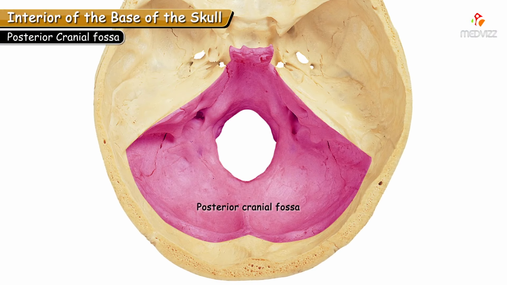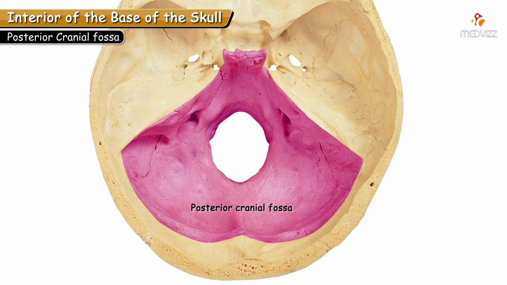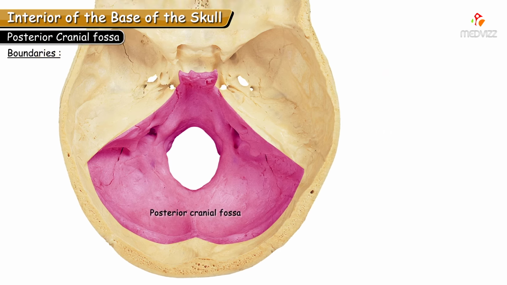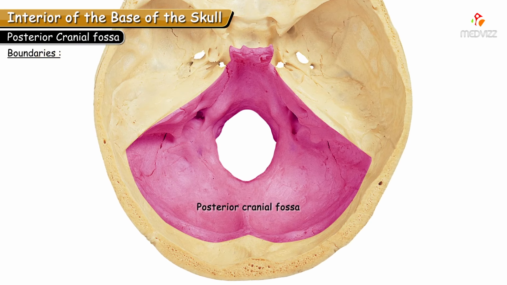Posterior cranial fossa. It is the largest and deepest of all cranial fossae, and it lodges the cerebellum, that is our little brain, and the lower part of the brainstem, pons and medulla. Let's see the boundaries of the posterior cranial fossa.